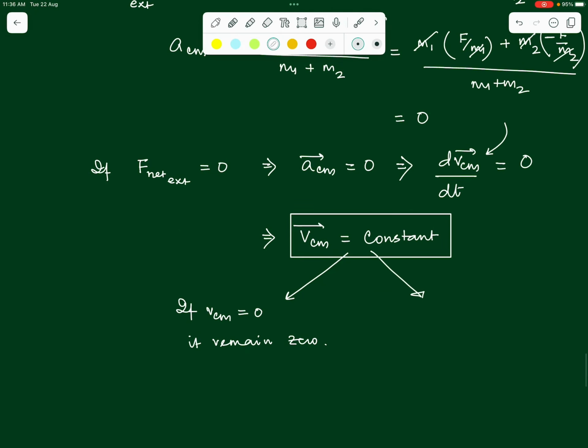Whereas if initially we have some velocity with the center of mass, if it is not 0, then it will continue to have whatever velocity it has. It remains unchanged, right? This is what it means. There is no change that will happen in the value of the velocity of center of mass in case the external force acting on the system is 0. This is an important result. We get to use it in most of the questions of the chapter conservation of momentum, right?